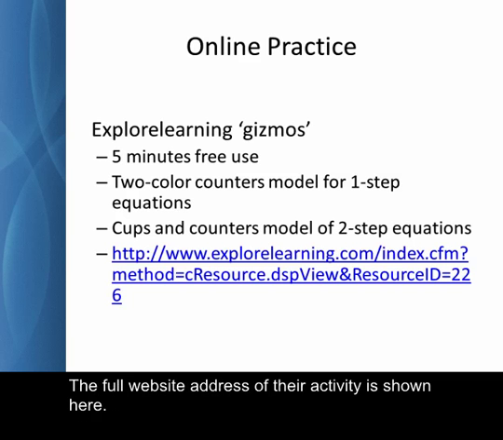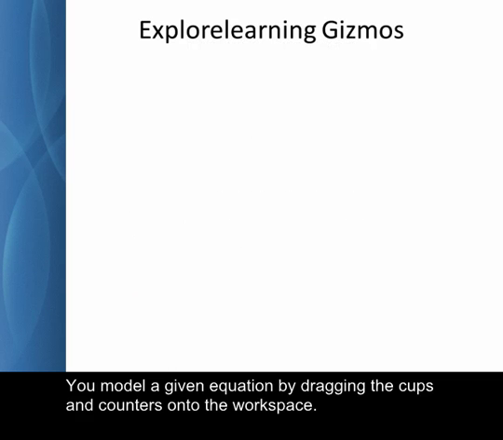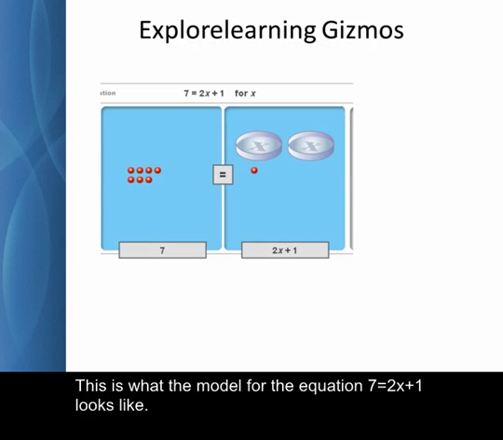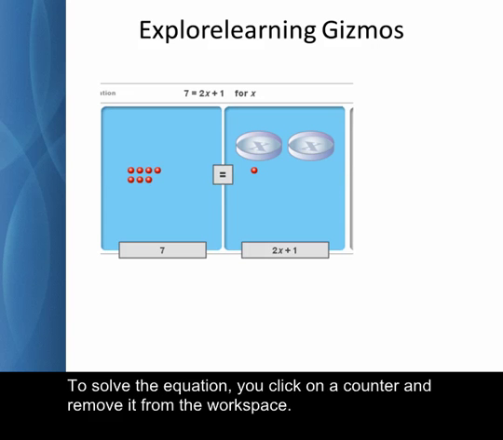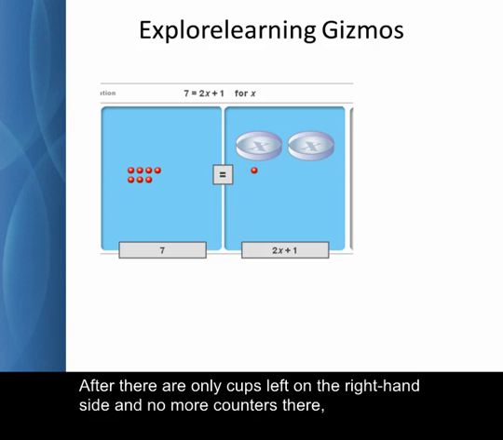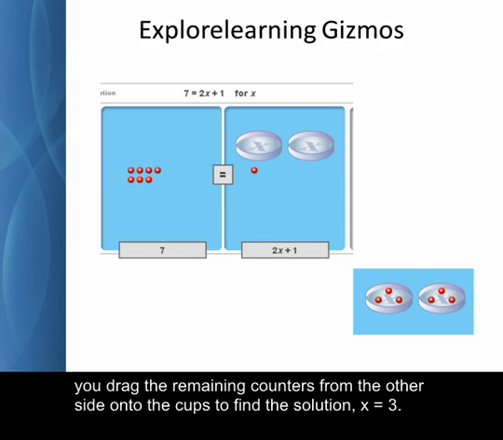The full website of their activity is shown here. You model a given equation by dragging the cups and counters onto the workspace. This is what the model for the equation 7 equals 2x plus 1 looks like. To solve the equation, you click on a counter and remove it from the workspace. After there are only cups left on the right-hand side and no more counters there, you drag the remaining counters from the other side onto the cups to find the solution, x equals 3.